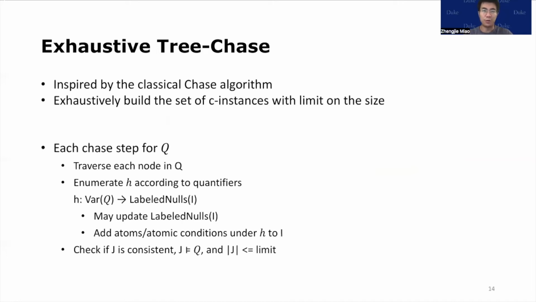Our chase step for the query Q would traverse the nodes in the syntax tree of Q, enumerate the mapping edge, and update the set of label nonce during the traverse according to the quantifiers encountered. When reaching a leaf node in the query tree, we add the atom or atomic condition on the mapping edge to the current instance. After each step, we need to check if the resulting instance is valid.